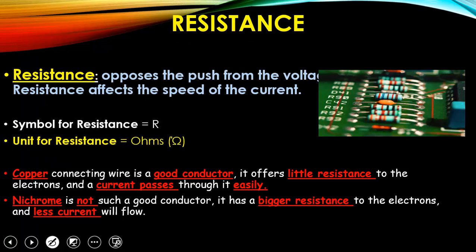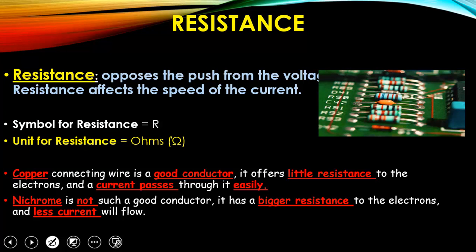Right. So what is meant by resistance? It's a new term in this lesson. Resistance is the opposition to the voltage. Resistance affects the speed of the current. And we can define it as the opposition that faces the electric current during its passing through a conductor.